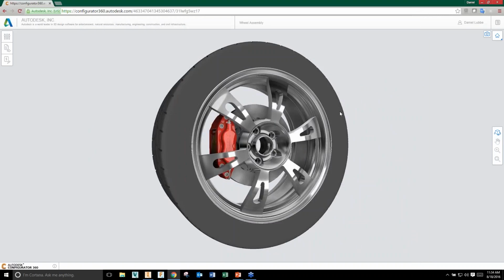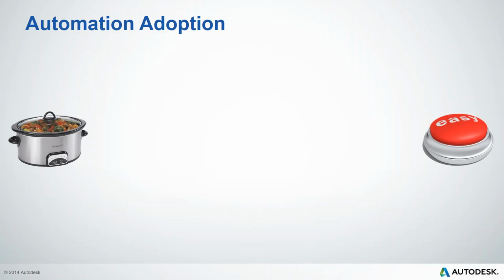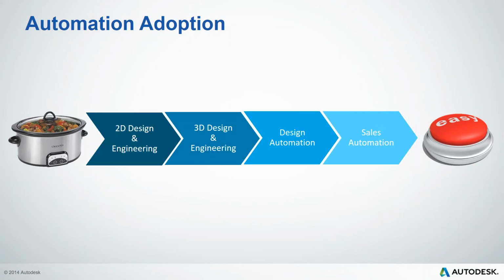And I think what I want to do now is jump back into PowerPoint here. So we talk a little bit about automation adoption. I've mentioned this, but how do we get from this slow manual bidding or quoting process to the easy button, right? Well, there are some steps, and it's the phrase, don't try to boil the ocean. Let's start small. If you're working in 2D design and engineering, you're going to want to start taking a look at 3D, right? Well, what 3D tools can I use?